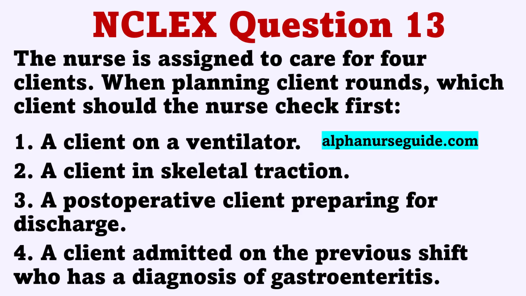The correct answer is 1. The airway is always a priority, and the nurse first checks the client on a ventilator. The clients described in options 2, 3, and 4 have needs that will be identified as intermediate priorities.